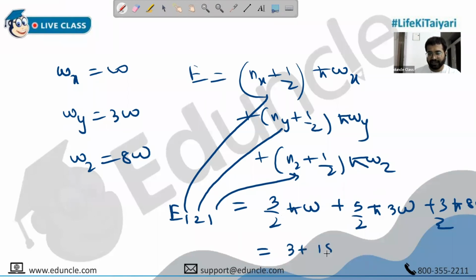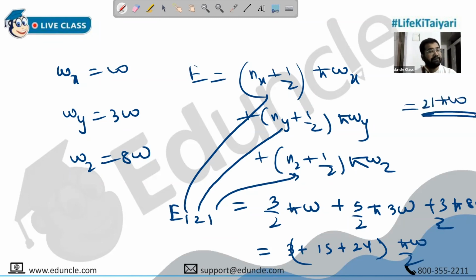So our answer is 3 plus 5 3s are 15 plus 8 3s are 24 h cut omega by 2. So this would be 24 plus 15, which is 39, plus 3, which is 42, 42/2, which is 21 h cut omega. All good, everyone? Yes, sir. Okay. So this is it.